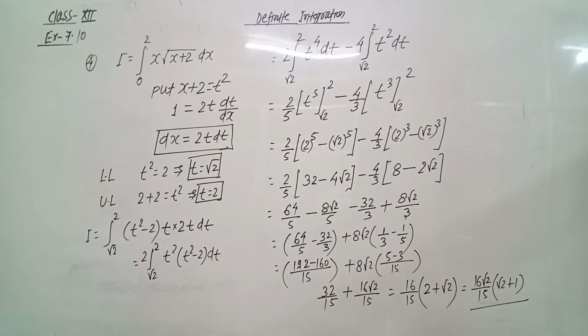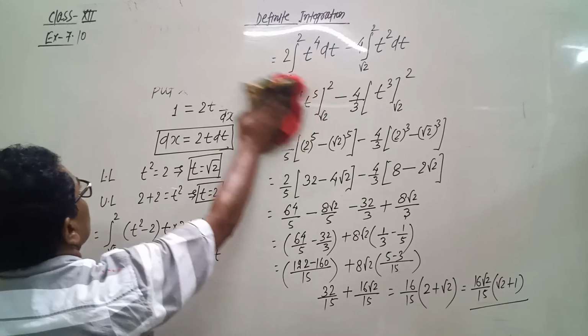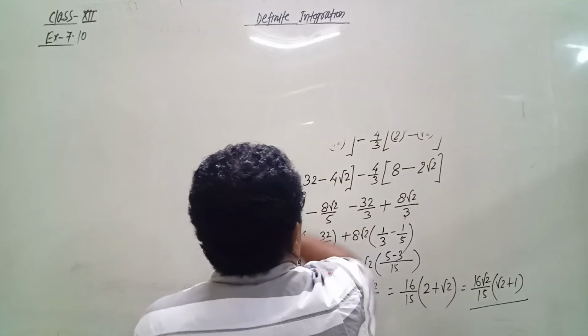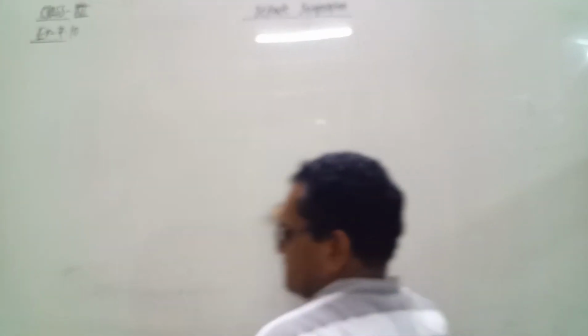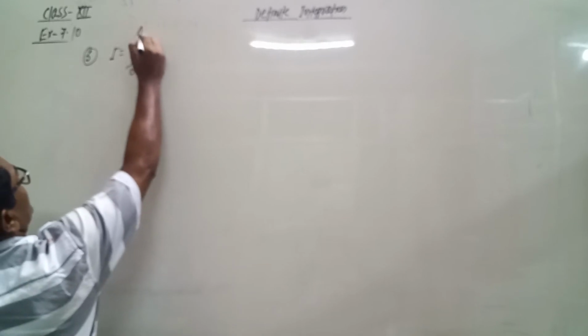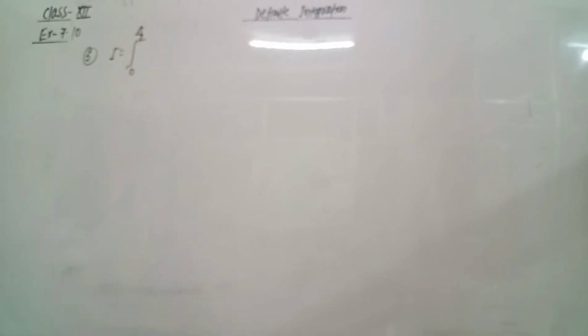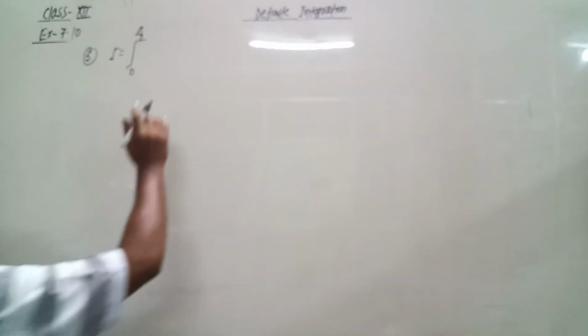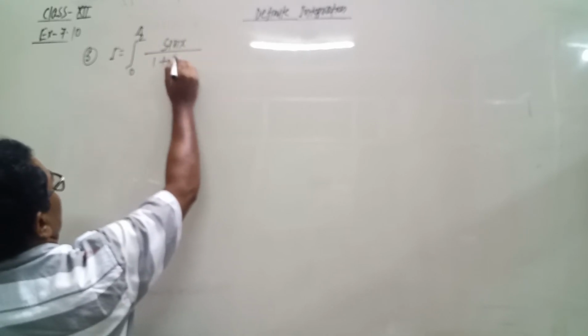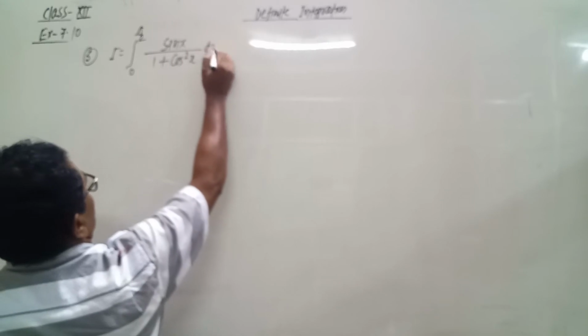Now the next question, question number 3. Integration 0 to pi by 2, sin x upon 1 plus cos square x dx.